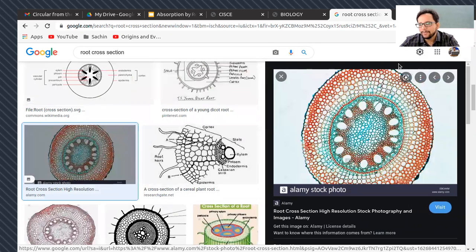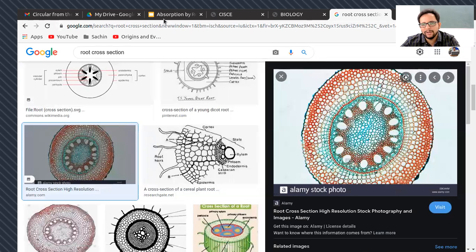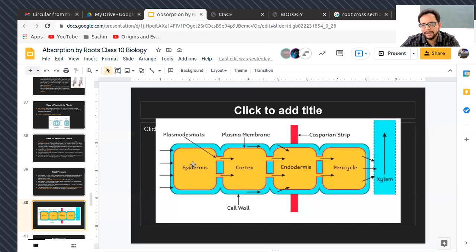Yeah, this is fine. So what you are looking at is the epidermis, then cortex, then endodermis, and then your xylem and phloem vessels. So when you look at this diagram, it is epidermis, cortex. Now just the direction is opposite, but it goes from the outermost to the innermost of the root, where the xylem is located. This is just the schematic representation. So epidermis, cortex, endodermis, pericycle, and xylem.